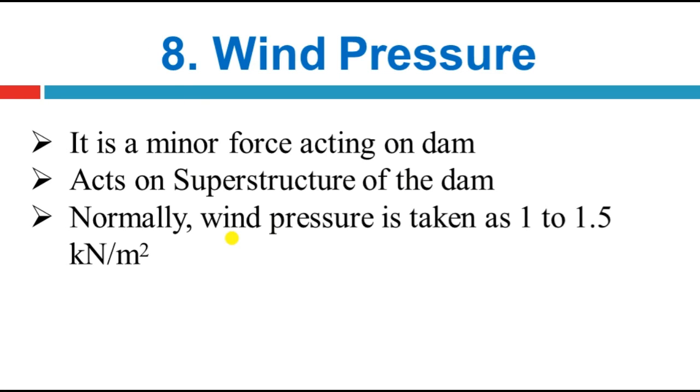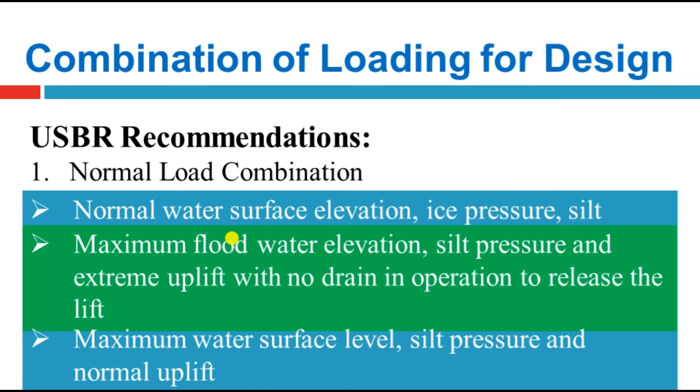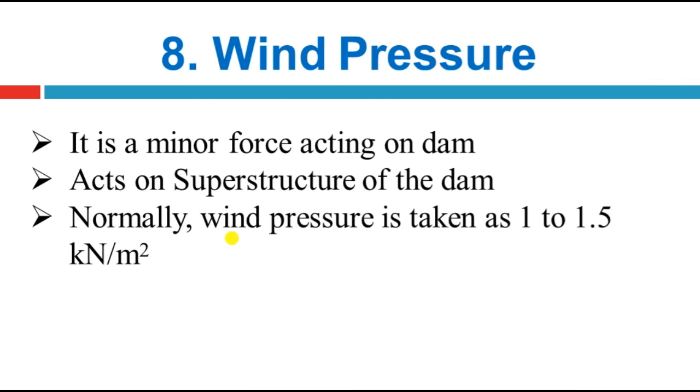Next is the wind pressure. It is a minor force acting on the dam, acting on the superstructure of the dam. Normally, wind pressure is taken as 1 to 1.5 kN per meter square. Those are the different forces acting on a gravity dam. I hope you are understanding these forces acting on a gravity dam and their phenomena.